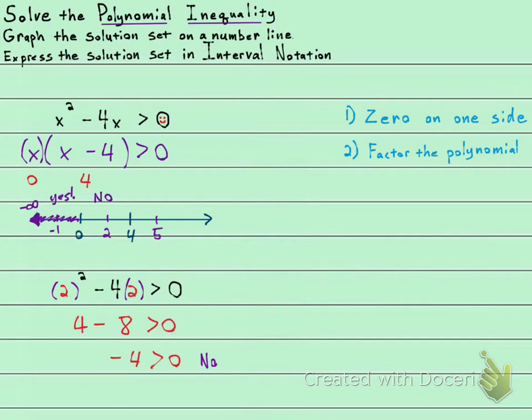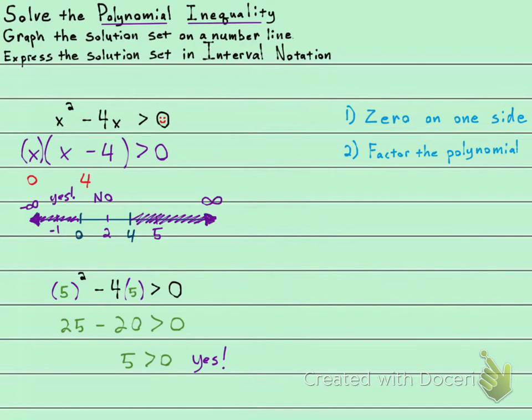All right, one more time. Let's use the number 5 as my test point. Everywhere where I had an x in the original, I'm going to put in a 5. 5 squared is 25. Minus 4 times 5 is 20. 25 minus 20 is 5. Is 5 greater than 0? And the answer is yes. So everything in this interval needs to be shaded, and it is part of my solution. That's everything between 4 and infinity.